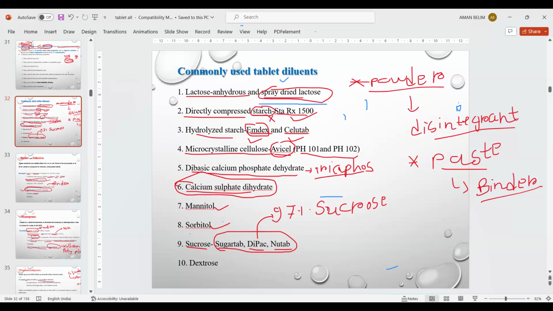What is the brand name of calcium sulfate? Ditab. No, Ditab. It's Compactrol, right? Remember this also. Compactrol.